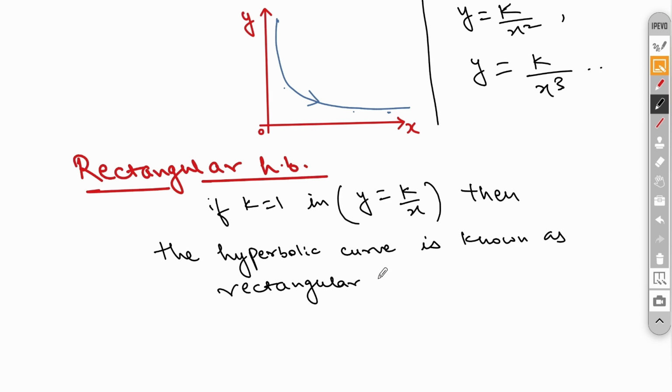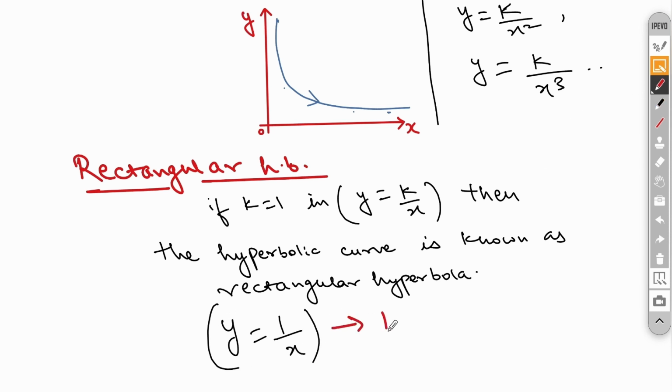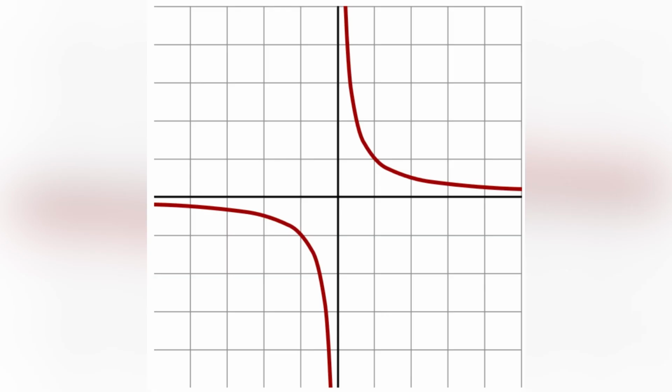So what will be the new equation? It will be, just replace k by 1, it will be y is equal to 1 by x, or xy is equal to 1. This is the equation of rectangular hyperbola, and this is how the rectangular hyperbola looks like.